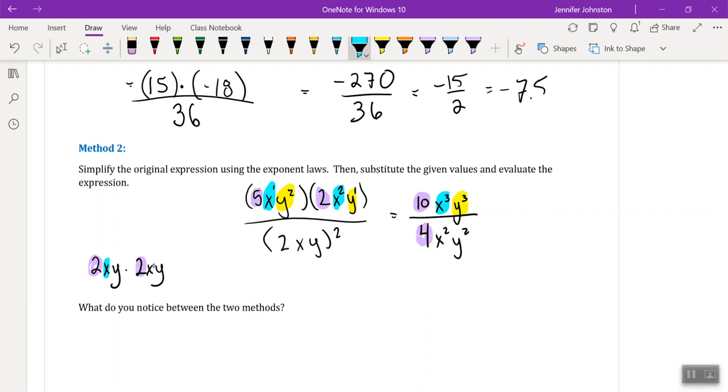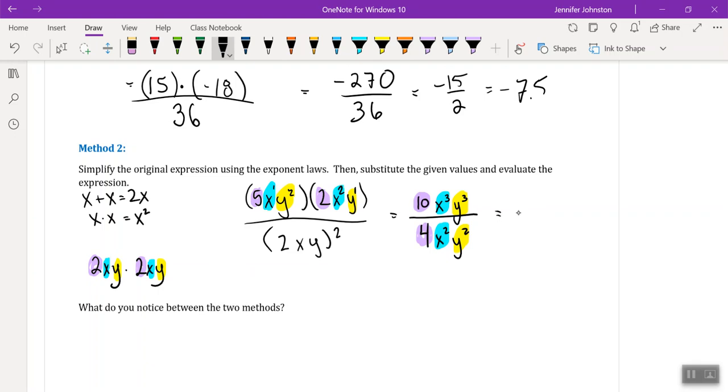We see x times x. There's 2 x's, and if we were adding, if we had x plus x, we get 2x. We have x times x, we get x squared. So here, that's why we're getting an x squared. And then we have y times y, we're going to get y squared. All right, let's keep on going, and we can simplify.